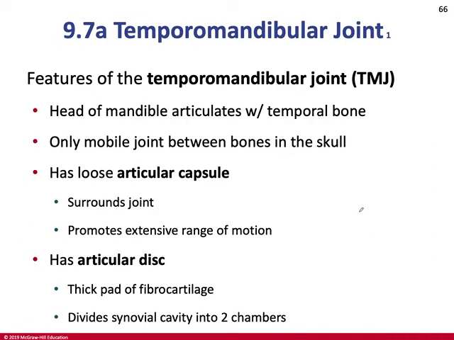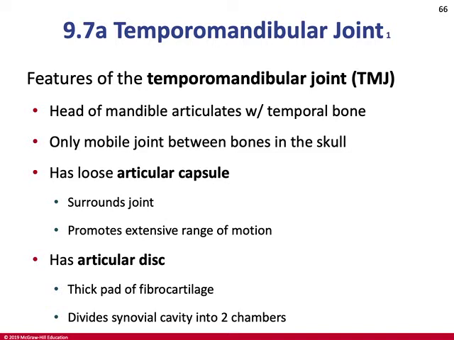The temporomandibular joint is a special kind of joint. It's the articulation between the mandible and the temporal bone, and it's formed by the condyloid process of the mandible, the mandibular condyle, with the mandibular fossa of the temporal bone. So it's an oval protrusion that's fitting in an oval depression, and it allows elevation and depression of the mandible, but it also allows side-to-side movement.